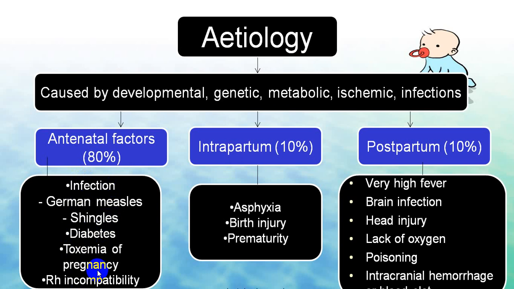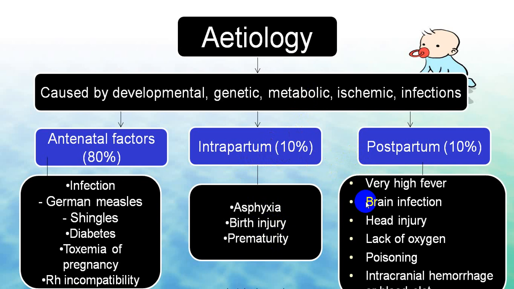All these factors can result in a developmental defect, or there may be a genetic factor. But during the intrapartum period, metabolic causes can predispose, like asphyxia, or during delivery, birth injury, or premature delivery, etc. can predispose to cerebral palsy.